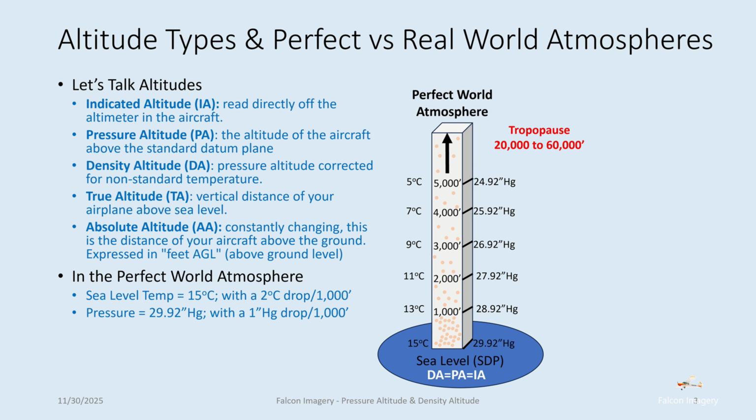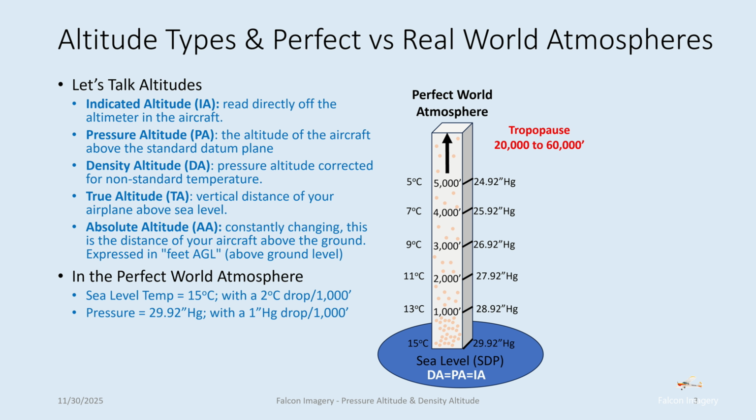With the temperature dropping 2 degrees Celsius every 1,000 feet we go up in altitude, and the mercury, or the barometric pressure, dropping 1 inch of mercury every 1,000 feet in altitude. That is known as the standard lapse rate. As you see in this picture here, we have a column of air going up into basically space, or in this case up to about the tropopause.